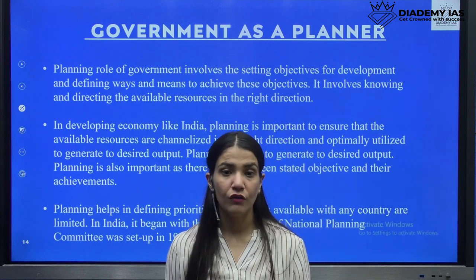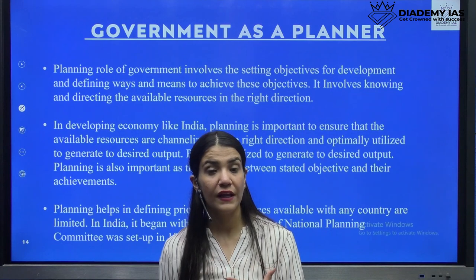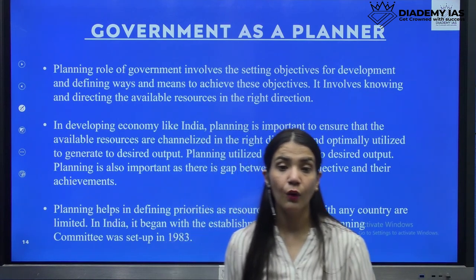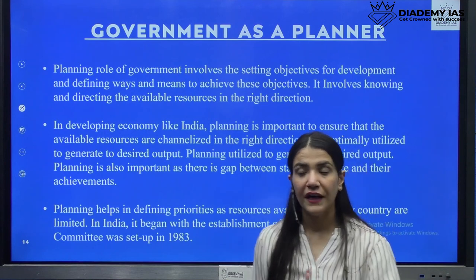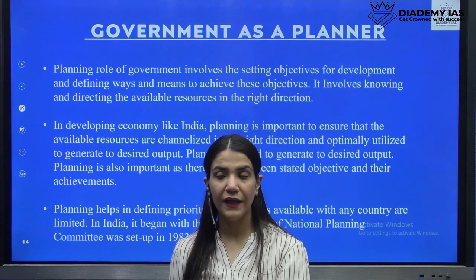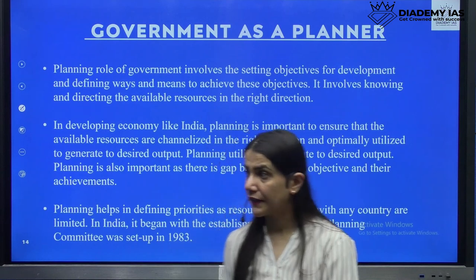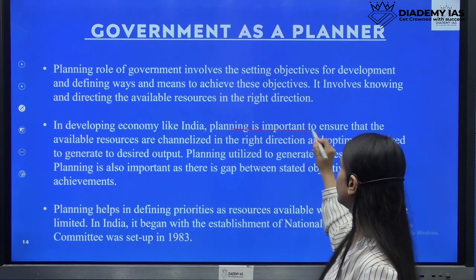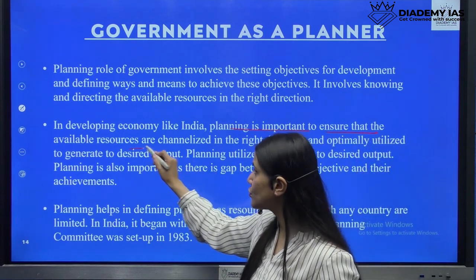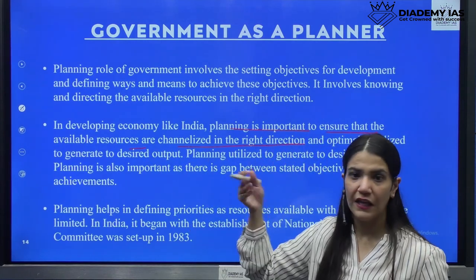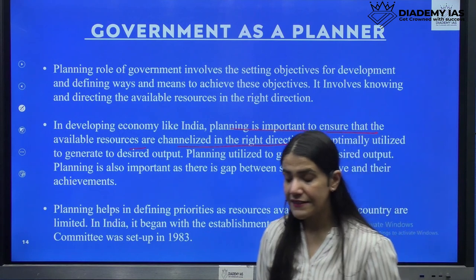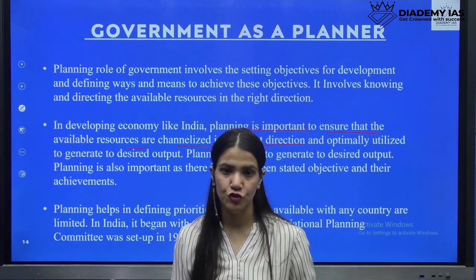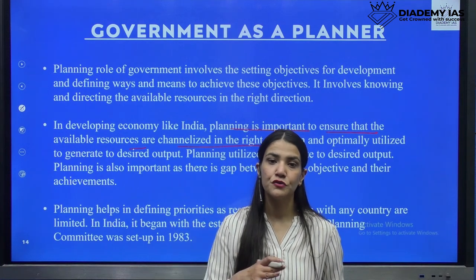So the planning role of a government plays a role in the overall development of the country, because it is how it is going to make the right approach towards the economic growth of the country, right? So in a developing country like India, planning is very important to ensure that available resources are channelized in the right direction, like I just told you. So we started as a country post-independence with the Planning Commission. You must have all heard about it. It used to make five-year plans.